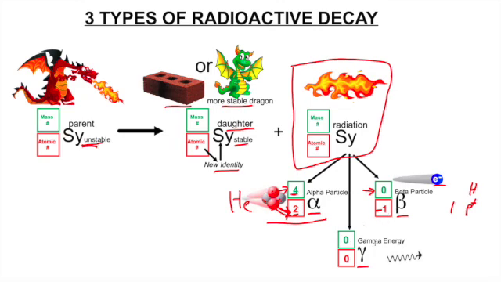And finally, gamma energy is very energetic, very high frequency, high penetrating power, can do a lot of damage. This is very dangerous, and it's all energy. There's no mass, there's no charge, and it's represented with this funny looking kind of a Y symbol here. This is a Greek letter gamma.